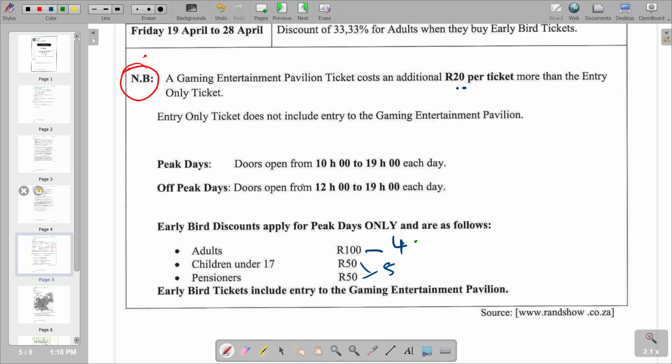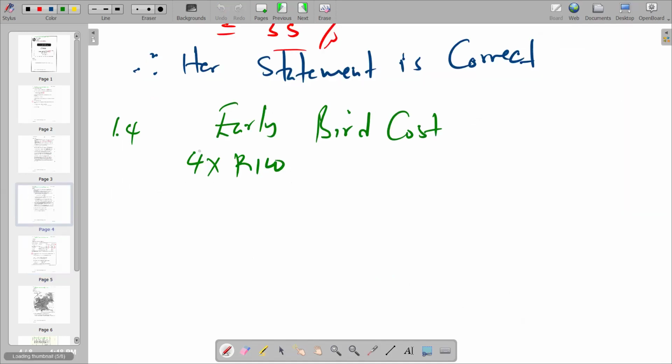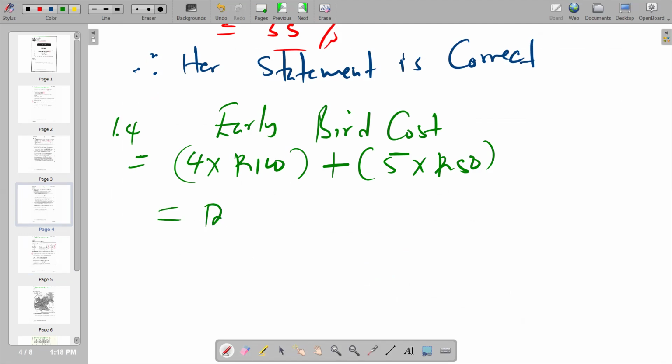So we say plus 5 times 50. So what do we get now? From there, we are going to see that we're going to get a total of 650. A total of 650 rands. So this is what we have. We have 650 rands. Right.